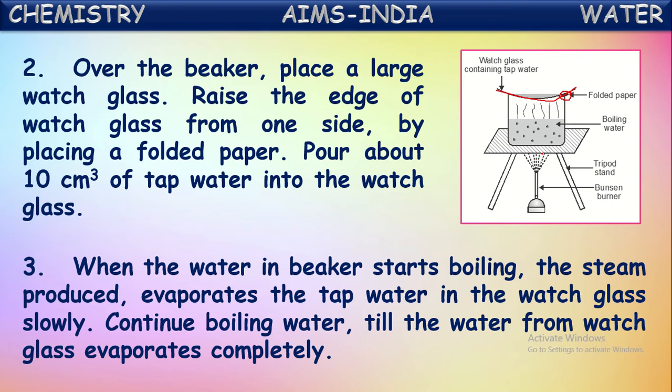So what happens now? We started to heat the water in the beaker using the Bunsen burner. Now this water present in the beaker starts evaporating, isn't it? So these vapors come out and touch this watch glass, so that the watch glass also becomes hot, and the water present in the watch glass also starts evaporating. Continue boiling water till the water from the watch glass evaporates completely.